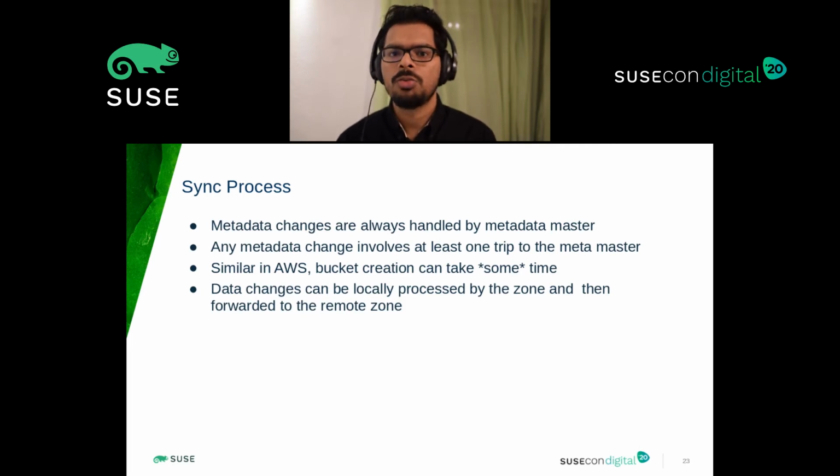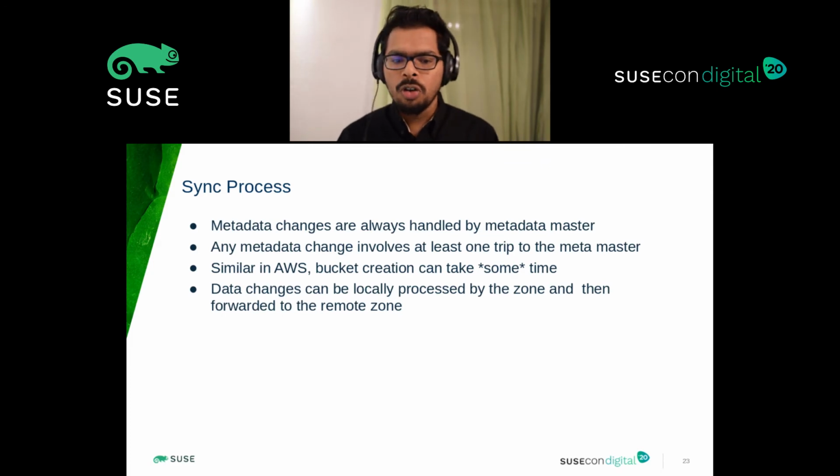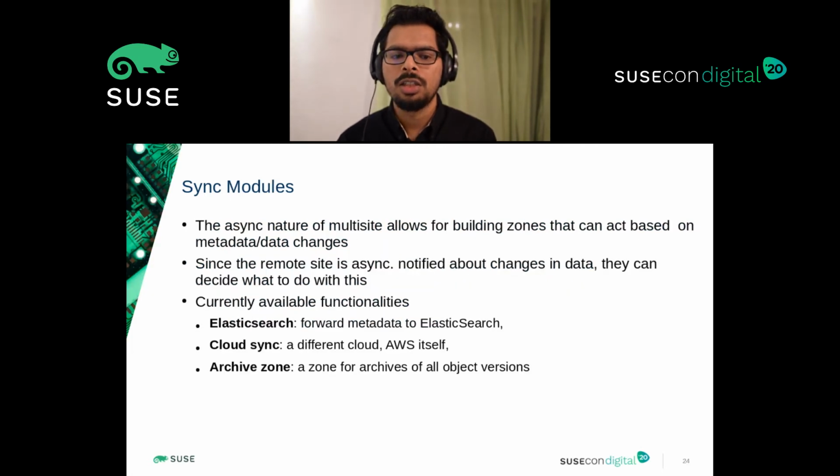Data changes can always be processed locally by the local zone that you're contacting, and are forwarded to the remote zone, which then syncs the changes. This whole concept of sync allowed for the design of something called sync modules. Since the data creation itself is async, you can have zones that act on this asynchronous information and forward it to external systems, and they can decide what to do with this data.